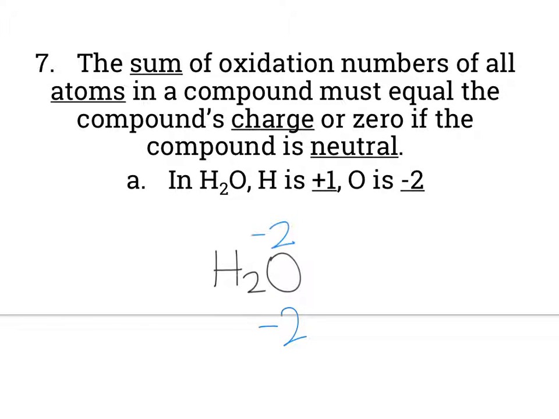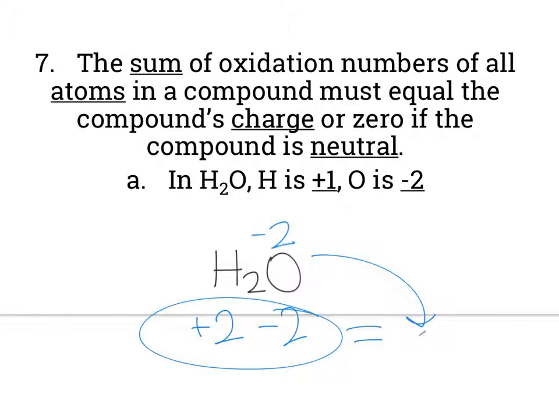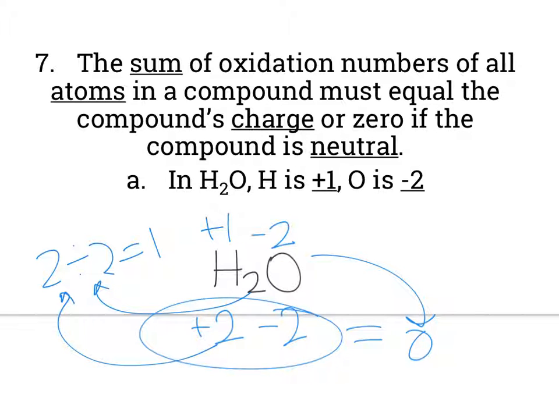Okay, so I realize that I need a total of 2 positive charges because I want this to equal my charge, which is 0. That means hydrogen has to bring in a total of 2 positive charges. There are 2 hydrogens. So 2 divided by 2, with this 2 being how many I need, and this 2 being my subscript, gets me 1. That means hydrogen is a positive 1.